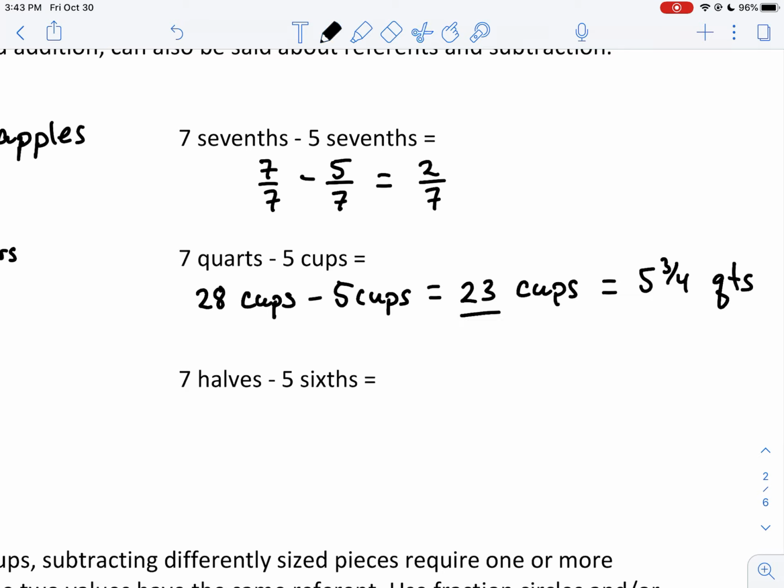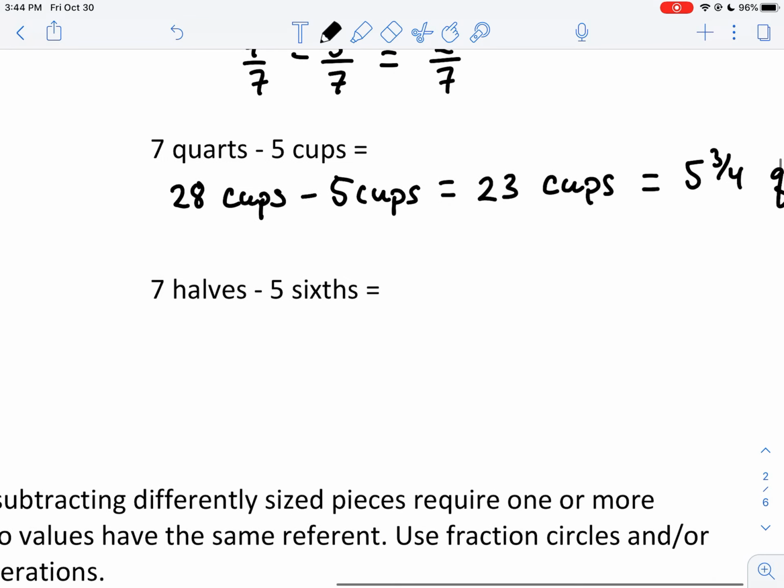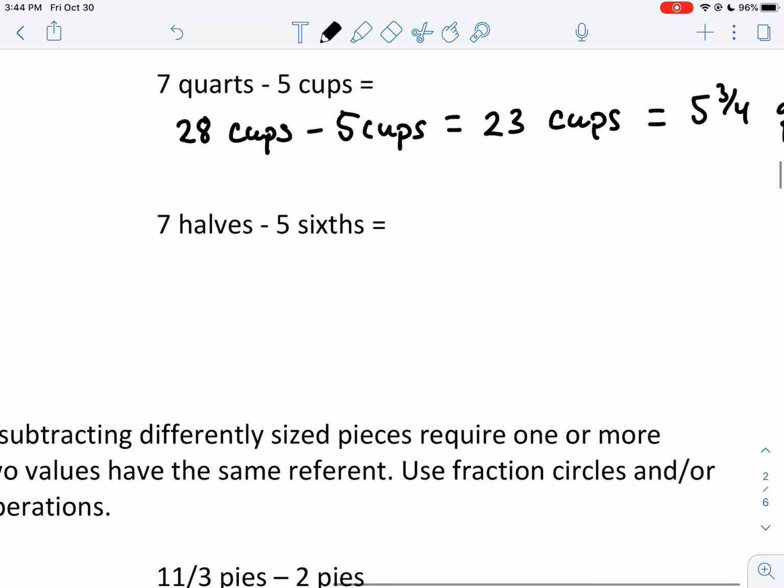But you can see, depending what unit you go with, your numerical answers are very different. Volume-wise, they're the same when you put the unit on it. 23 cups and 5 and 3 quarters quarts are the same volume, even though the numerals are different. 7 halves minus 5 sixths, a similar issue.